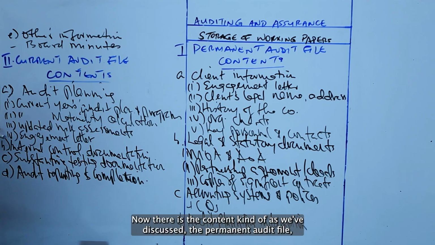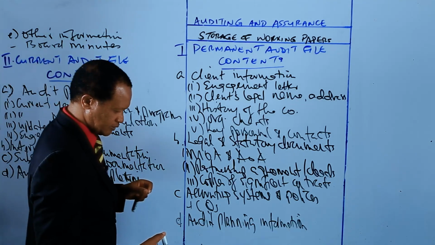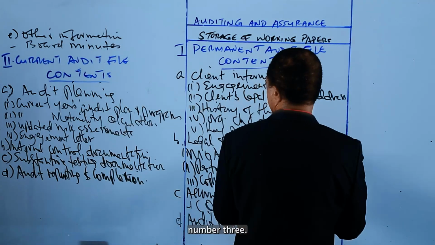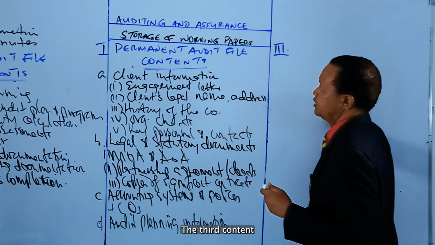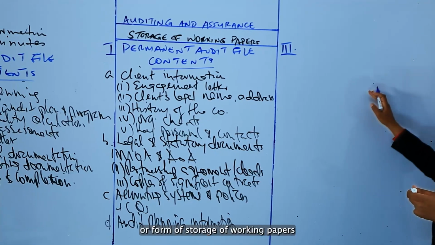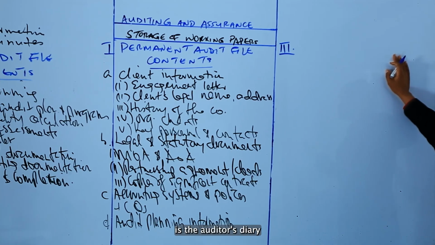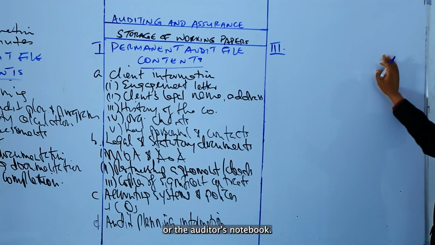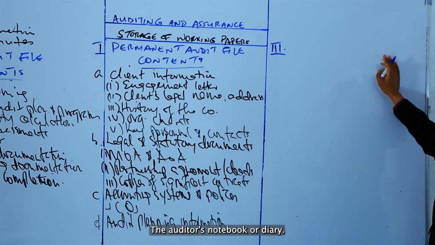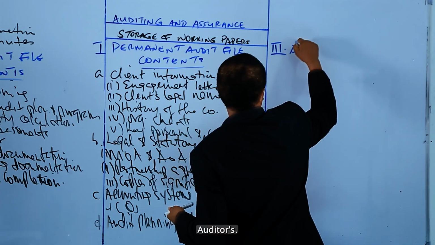Now, the other content, currently as we've discussed, the permanent audit file, the current audit file, then there is the auditor's note. Number 3, the third content or form of storage of working papers is the auditor's diary or the auditor's notebook.